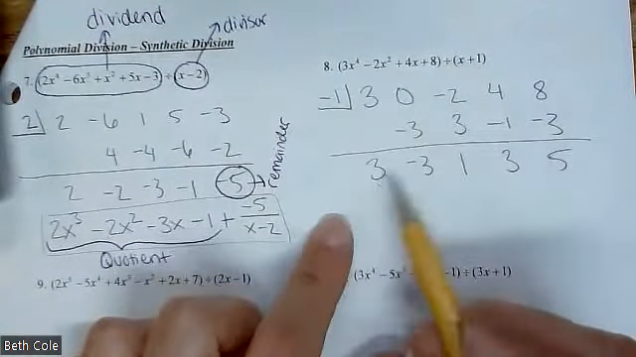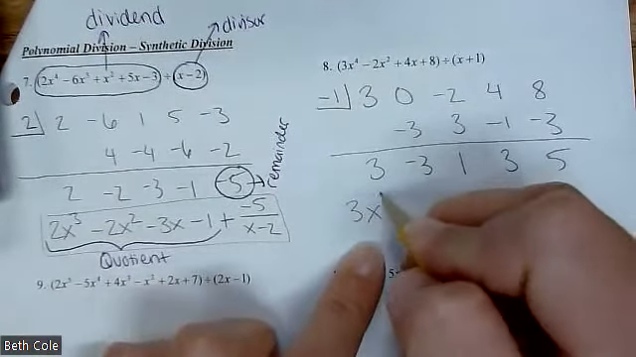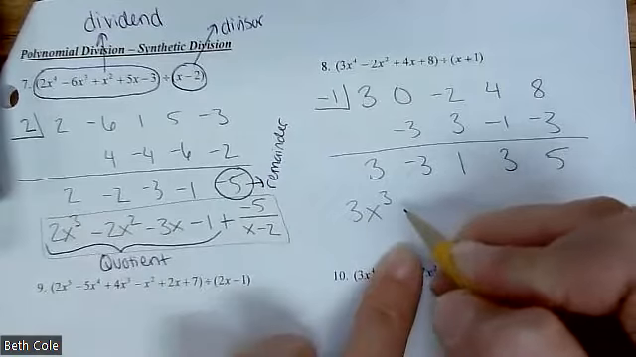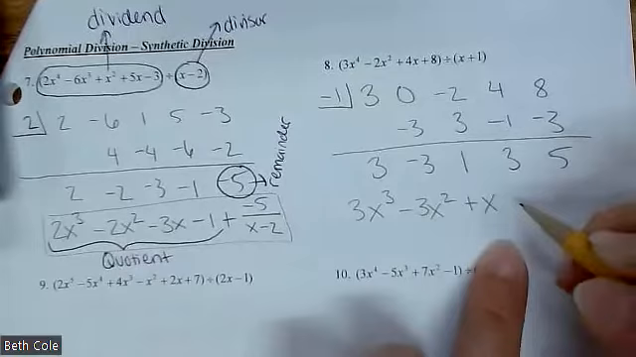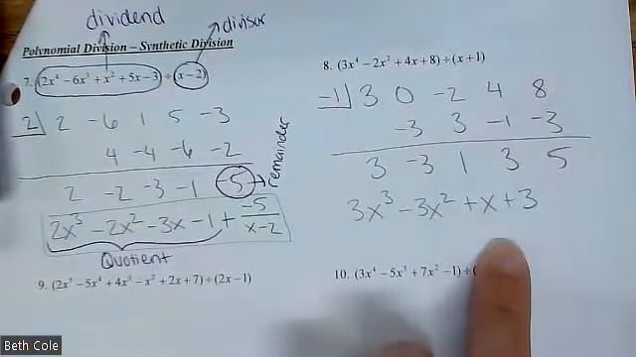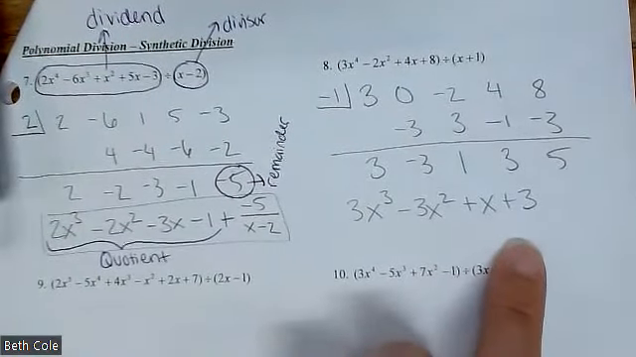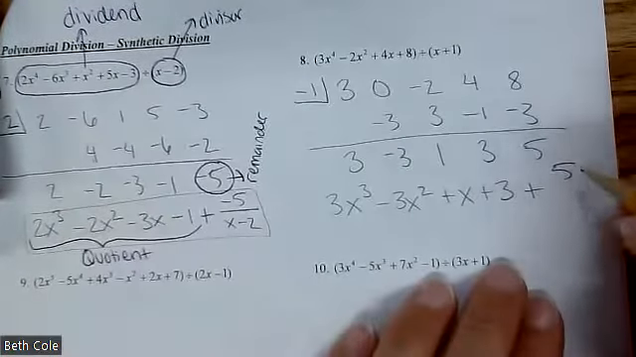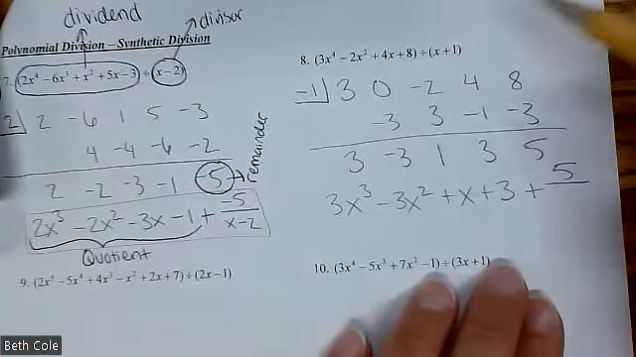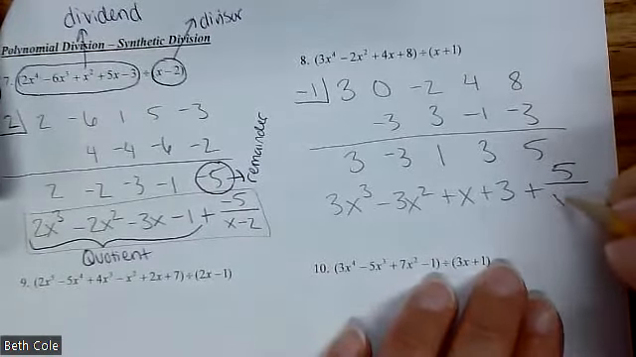All right, now you start with one less. So this was to the fourth. We're going to write 3x to the third, good. And then it goes in descending order: minus 3x squared plus 1x plus 3. And then the remainder just gets tacked on at the end. Basically, you're just saying we were unable to divide this out. So it's going to be 5 over the divisor, which was x plus 1.